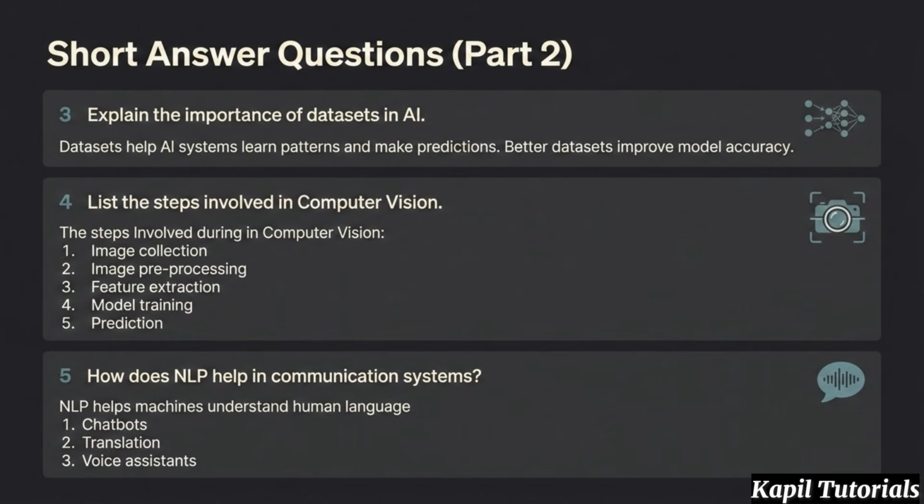Continuing with short answer questions, datasets are vital because they allow AI systems to learn patterns. The steps in computer vision include image collection, pre-processing, feature extraction, model training, and finally, prediction. NLP supports systems like chatbots, translation services, and voice assistants.